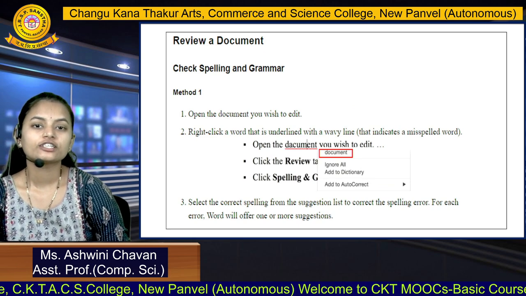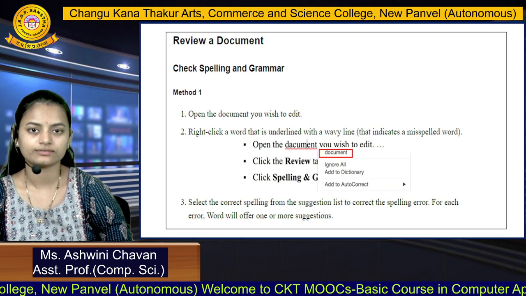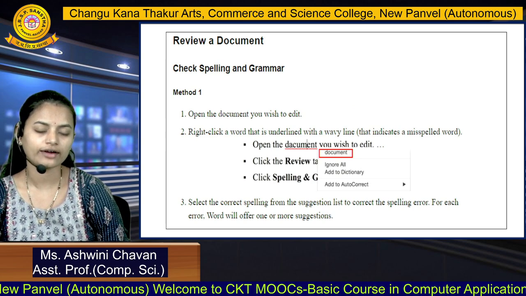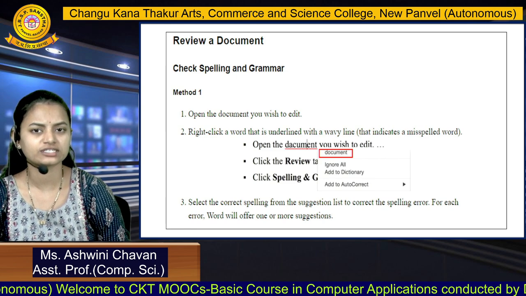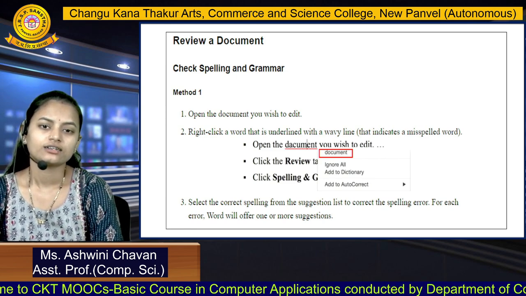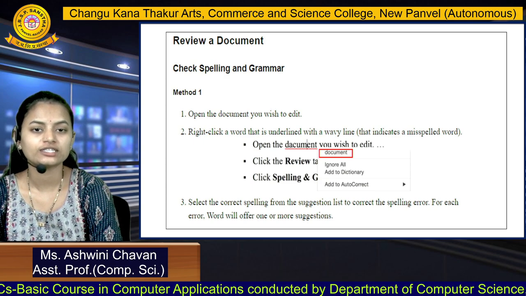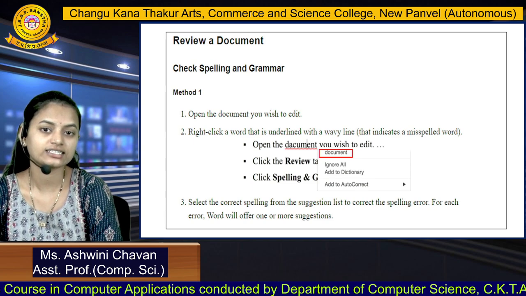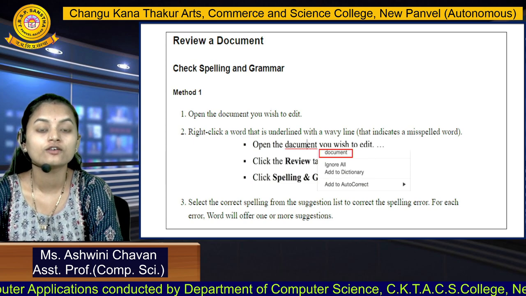Then how can we review a document? That means if we have designed a document and inserted some text, and there are some spelling or grammar mistakes, we need to review that document. For that, there are again two methods. Method one: open the document that we want to edit. The second step is to right click a word that is underlined with a wavy line.